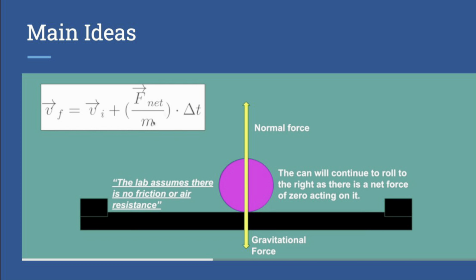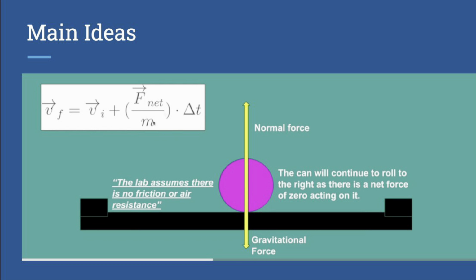As you can see by the diagram made here, the pink can is rolling along the floor at a constant velocity because the net force acting on the can is zero, since it gets canceled out with the normal force and gravitational force having equal pull. And since there's no force to the left or right, there will always be a constant velocity acting on the can.